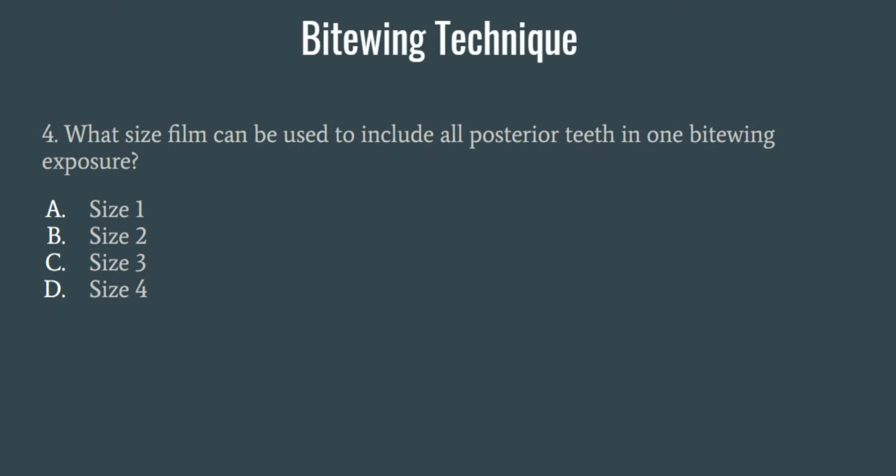And the last one, what size film can be used to include all posterior teeth in one bite wing exposure? A size 1, B size 2, C size 3, or D size 4? The correct answer is C size 3, but remember this size film is no longer recommended.